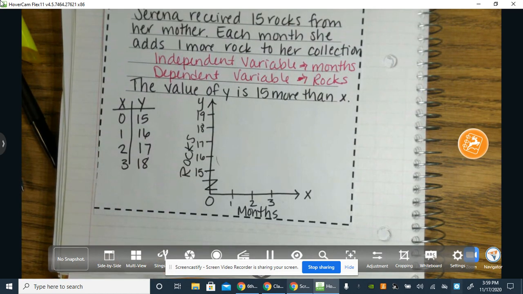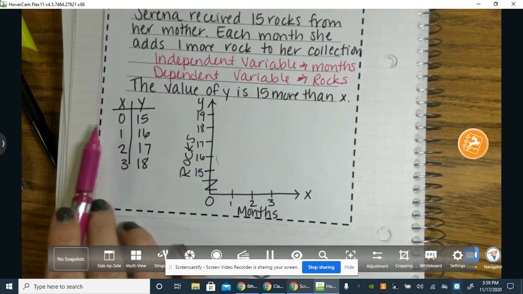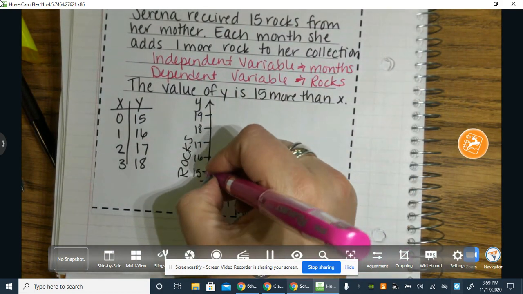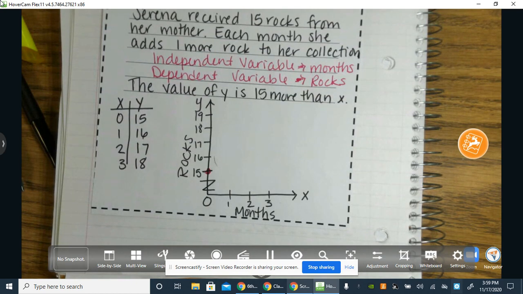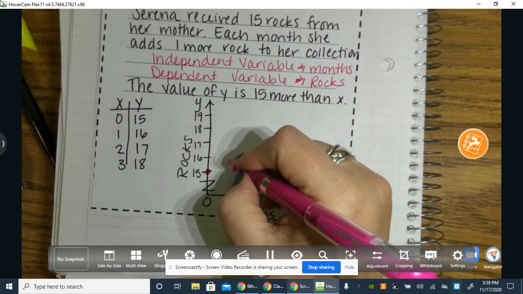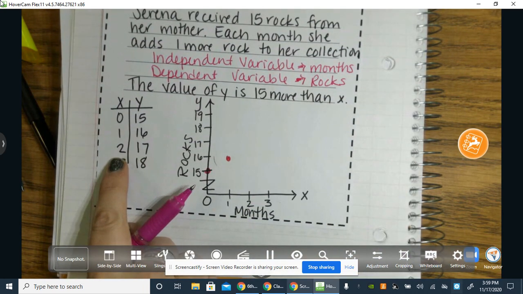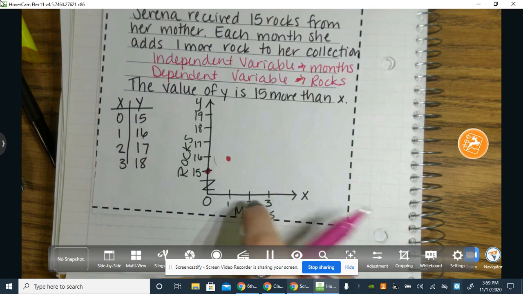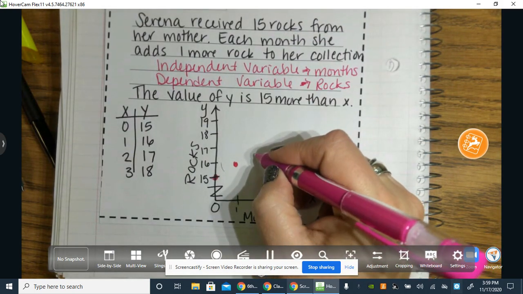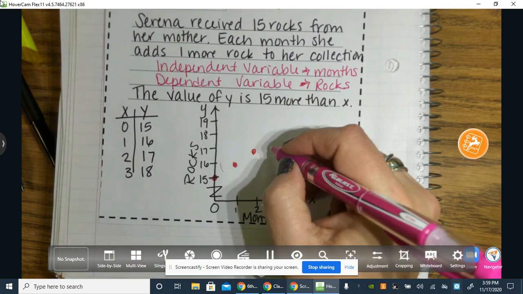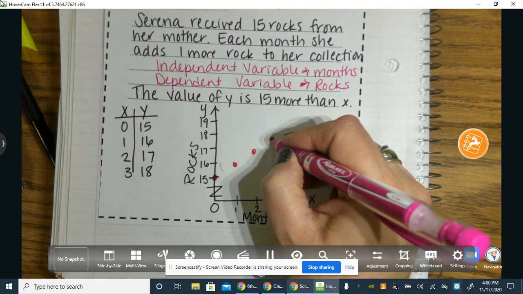So if I'm looking at my number line, or my graph, my first ordered pair is 0, 15. So I'm going to stay at 0 and put my dot on the 15 right there on the Y axis. My next one, I need to go over to 1 and then up to 16. The third dot is over 2, up to 17. Final one, I'm going to go over to 3, up to 18.